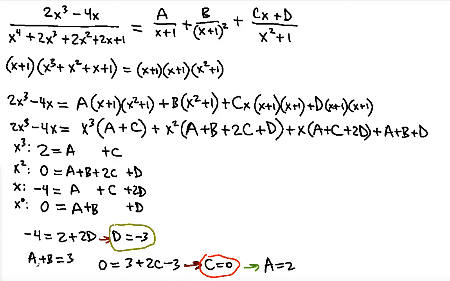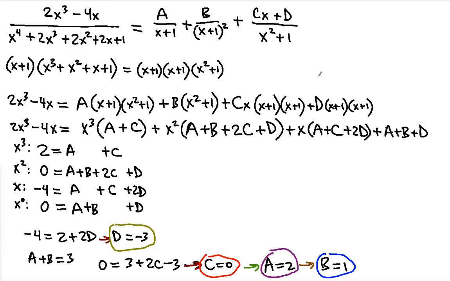So now using this equation, we can find the b. Because if a is equal to 2, subtracting 2 from 3 gives us 1 for the b value, right? So the b is 1. Okay, so this successfully found all constants that we needed.